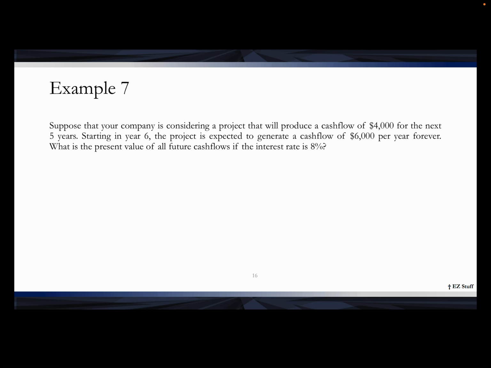Example 7. Suppose that your company is considering a project that will produce a cash flow of $4,000 for the next 5 years. Starting in year 6, the project is expected to generate a cash flow of $6,000 per year forever. What is the present value of all future cash flows if the interest rate is 8%? So this one's a little bit tricky. As you can see, we're going to be dealing with two types of cash flow patterns. So we'll calculate the present value separately and we'll just add them up.